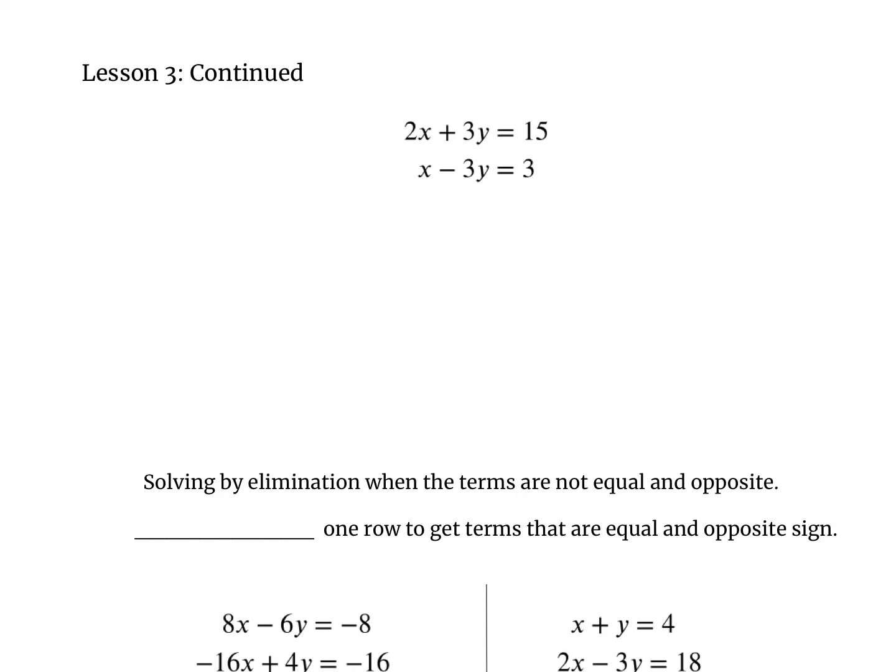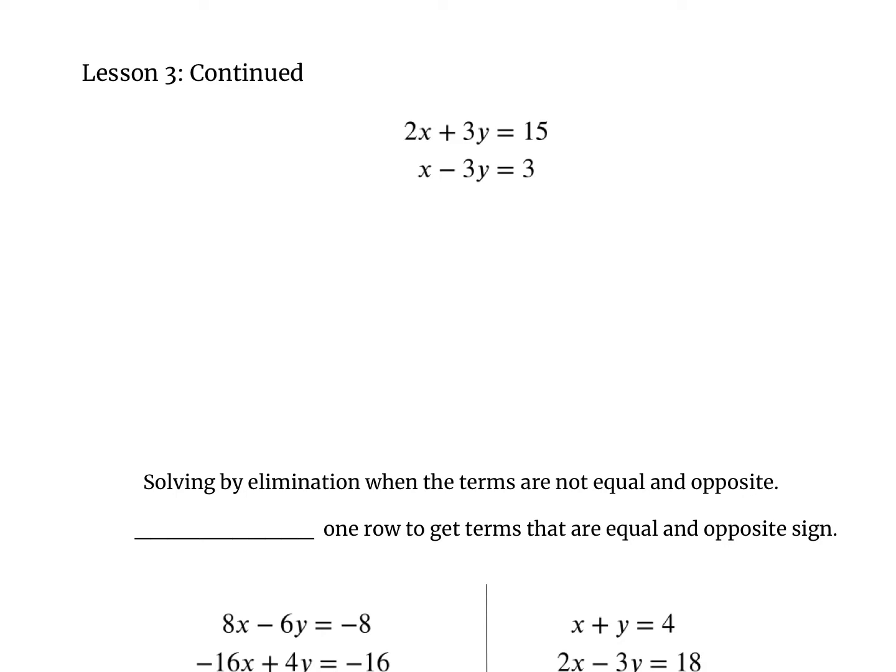Welcome back, guys. So this is lesson 3 continued. We're still working with solving systems of equations with elimination, okay? So this first one here, we have 2x plus 3y equals 15, x minus 3y equals 3. So here's our system of equations, and we are going to eliminate a variable in order to solve it, okay?